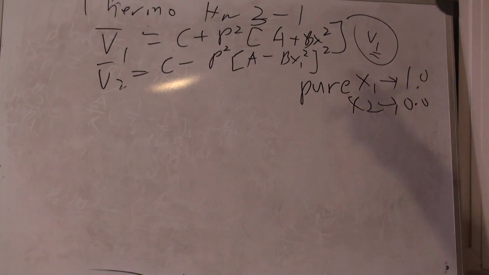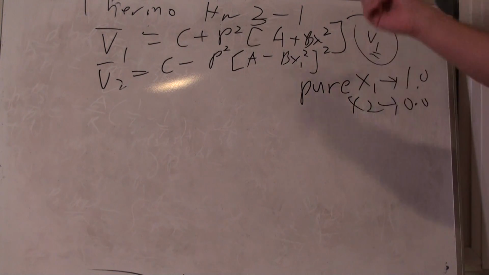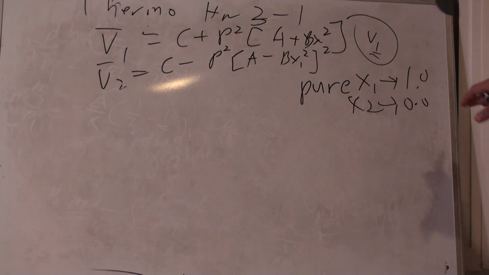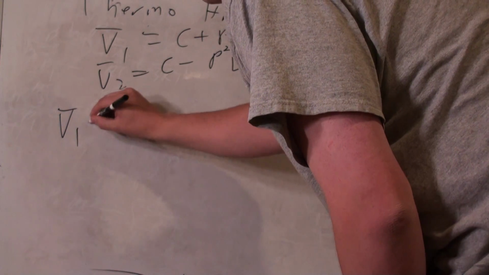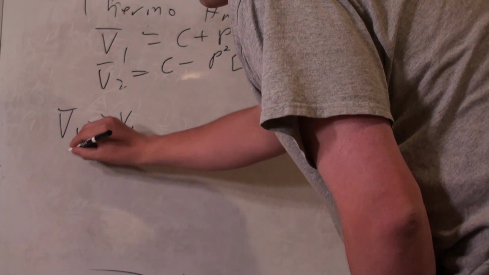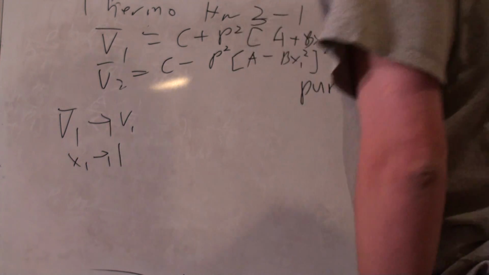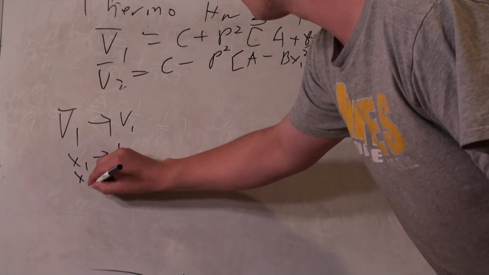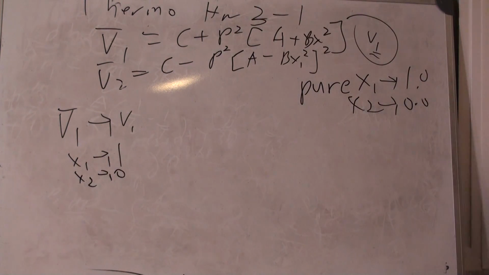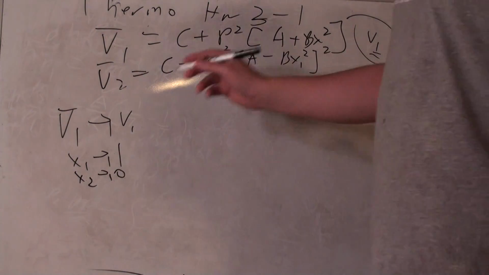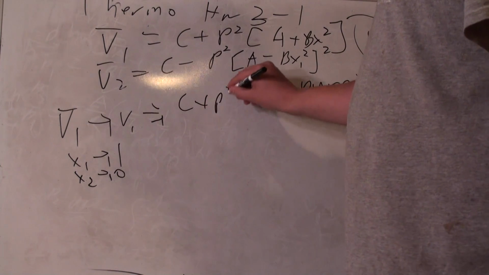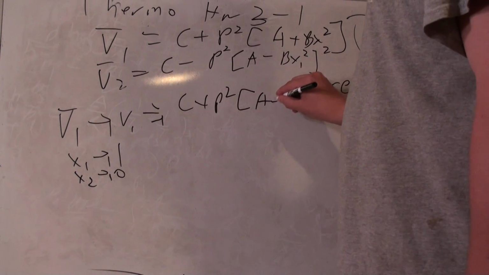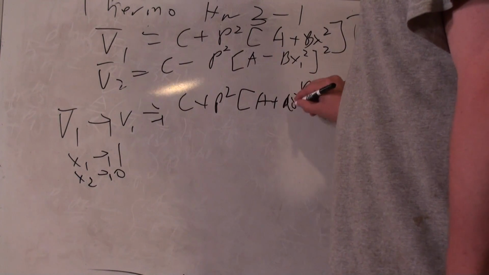And so, in terms of the math, I just plug in x2 equals 0, but what do I want to see in terms of work? Okay, this is what I want to see in terms of work. So, partial molar V1 goes to v1 as x1 goes to 1, and x2 goes to 0. Okay. And then I plug in my work. And so I got C plus P squared times (A plus B times 0 squared).